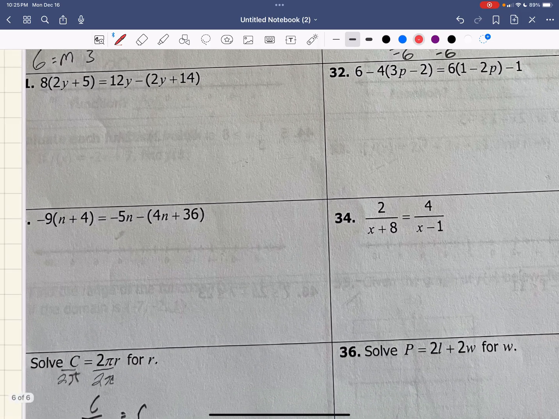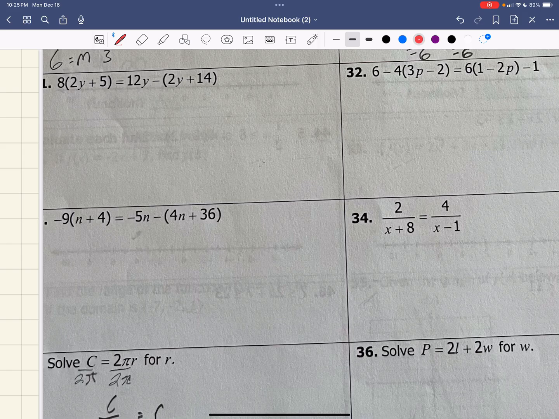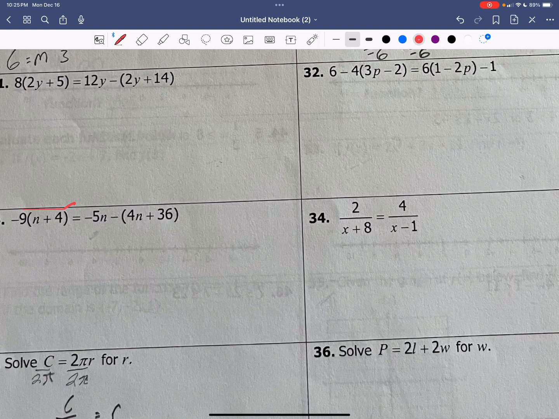Stuff like this one, I think this was the one I did before. Again, you would distribute this, oh gosh, come on now.